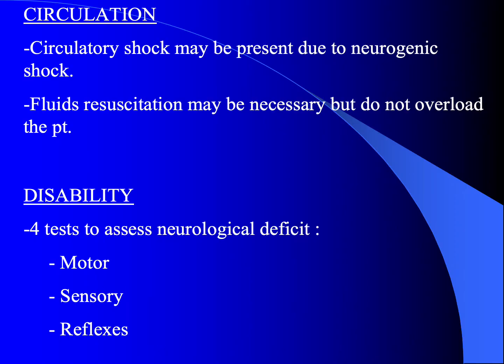For circulation, we must always rule out hypovolemic shock in a hypotensive trauma patient, as hypovolemia is the commonest type of shock in trauma. Management of neurogenic shock includes adequate amount of fluid resuscitation followed by vasopressor administration.